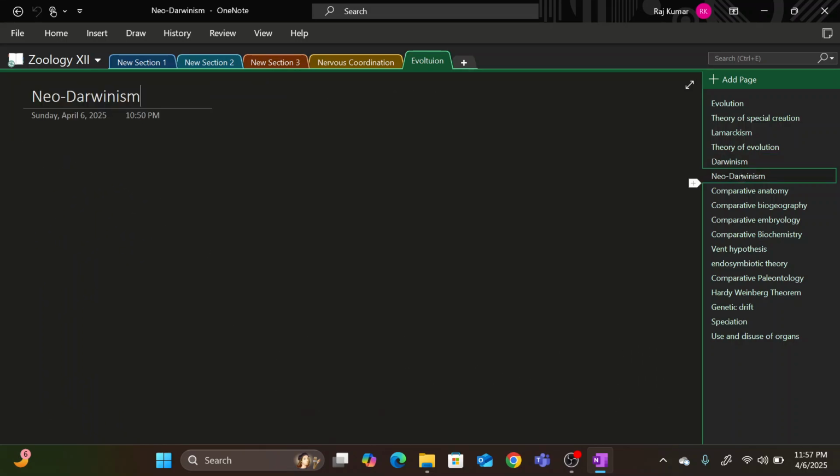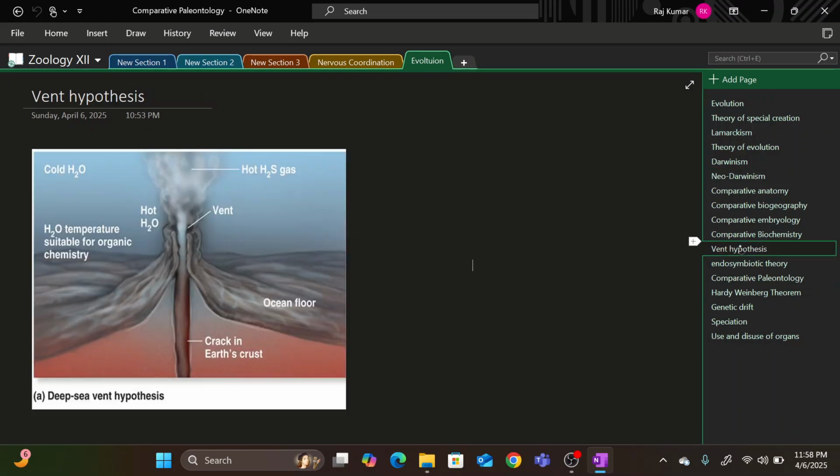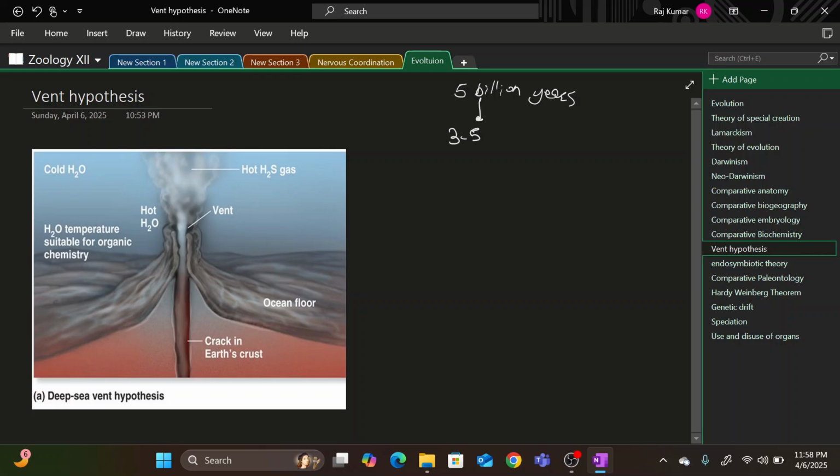Now after Darwin's theory, we have neo-Darwinism. Before understanding neo-Darwinism, I would like to go through an important concept known as the vent hypothesis. Basically, there are certain hypotheses which tell us how life evolved on Earth, and the vent hypothesis is one of them. Earth is believed to have formed 5 billion years ago, and life existed on Earth around 3.5 billion years ago.